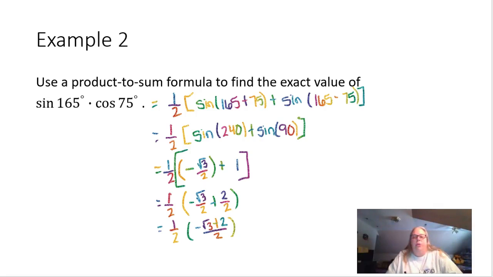And then to multiply fractions, we just multiply the top times the top and the bottom times the bottom. So this is going to give me negative square root of 3 plus 2 over 4. And that is going to be my final answer right there.